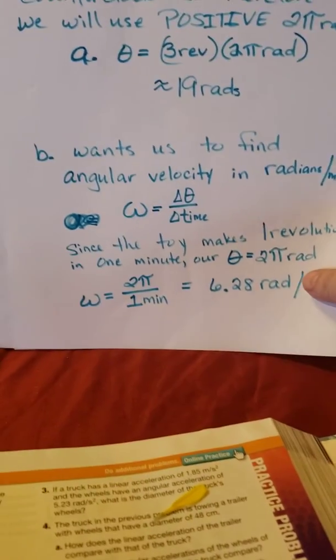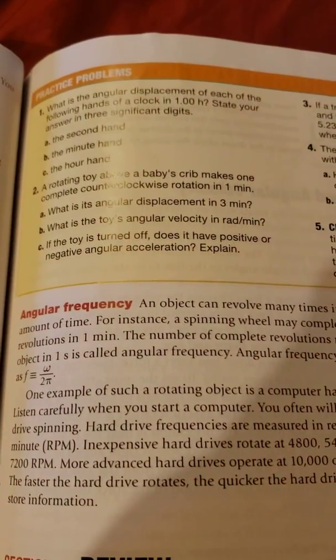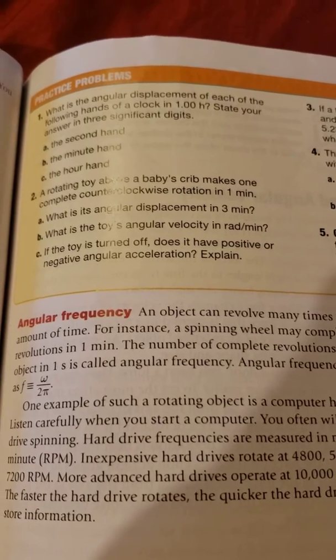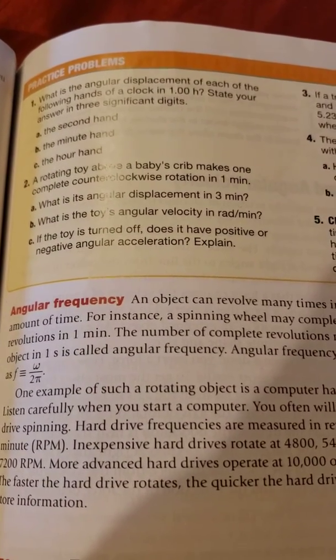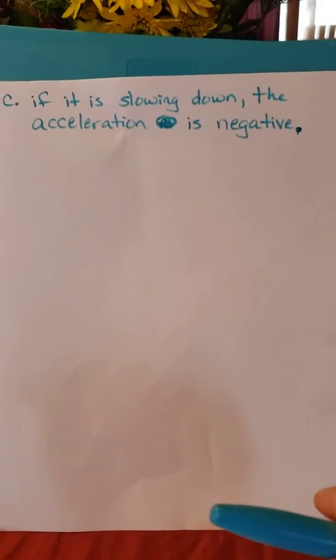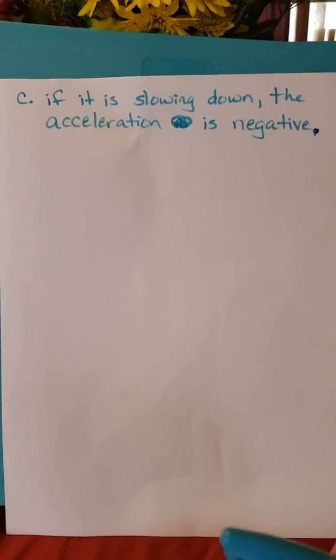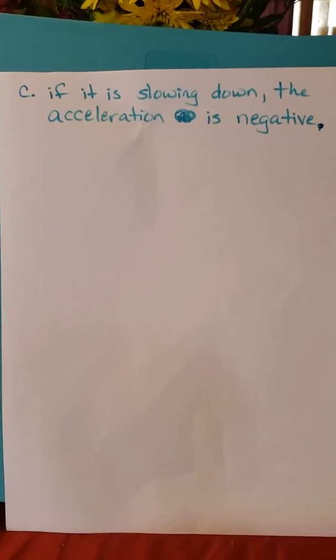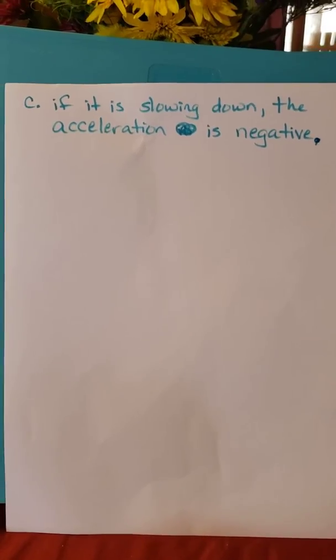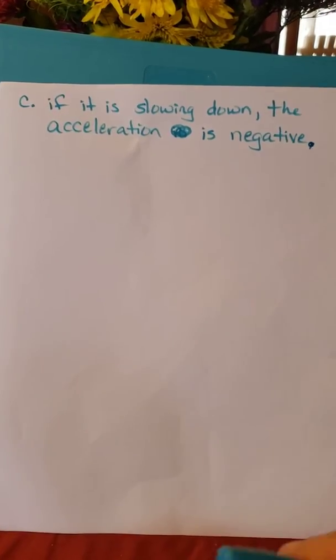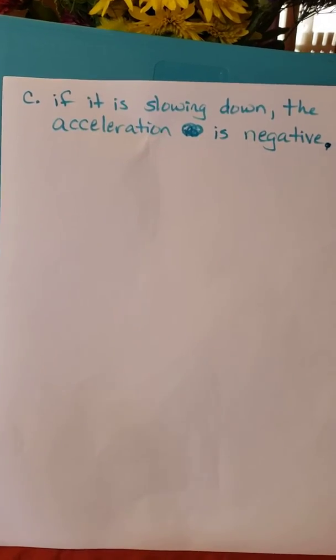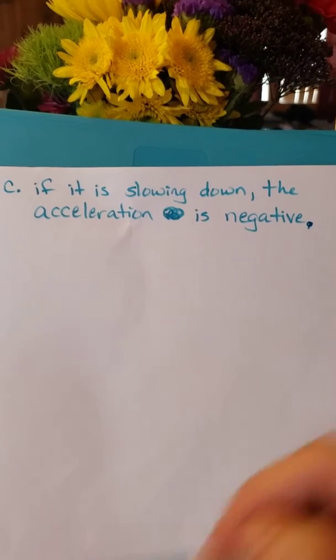You want to try part C? I'm sure you do. So part C says, the toy is turned off. Does it have a positive or negative angular acceleration? Well, it's already going in a positive direction, correct? Yes. If it is slowing down, remember as you slow down, you decelerate, which means you have a negative acceleration. So even though it's slowing down in a positive direction, the acceleration itself is negative. And I think we're going to stop there for today.